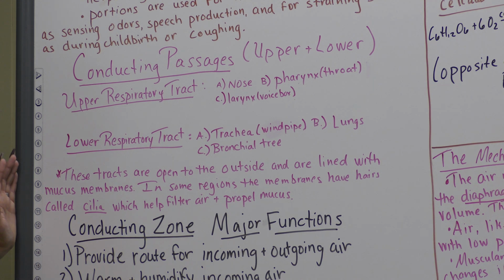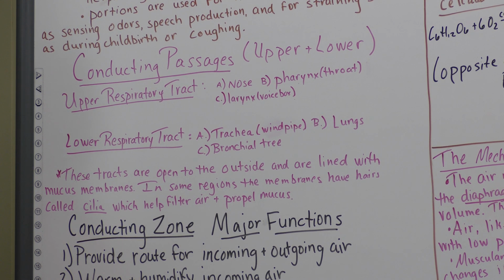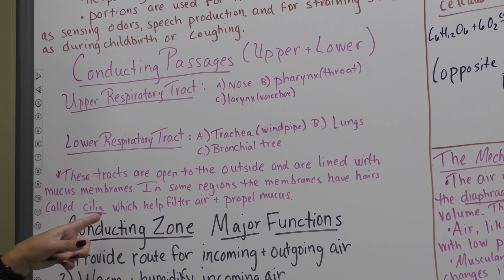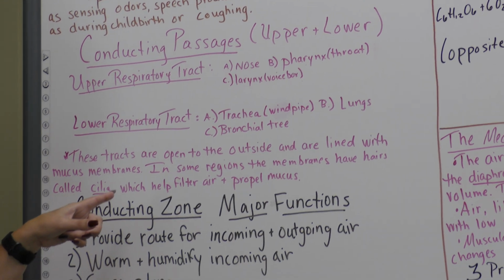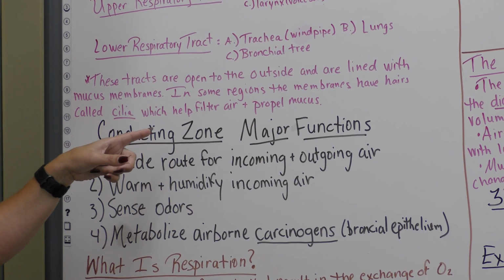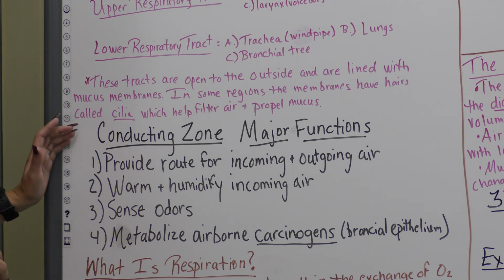So those tracts are open to the outside, so you can breathe in the air, and they're lined with mucus membranes and little tiny hairs. And in biology we have hair-like structures. We always call those cilia. C-I-L-I-A, they're in your nose, like the little hairs in your nose are cilia. You have the hairs that line those tracts, and what those do is filter out things that might get caught when you breathe in, and they also help to move mucus around because you need to have a lubricated respiratory system.